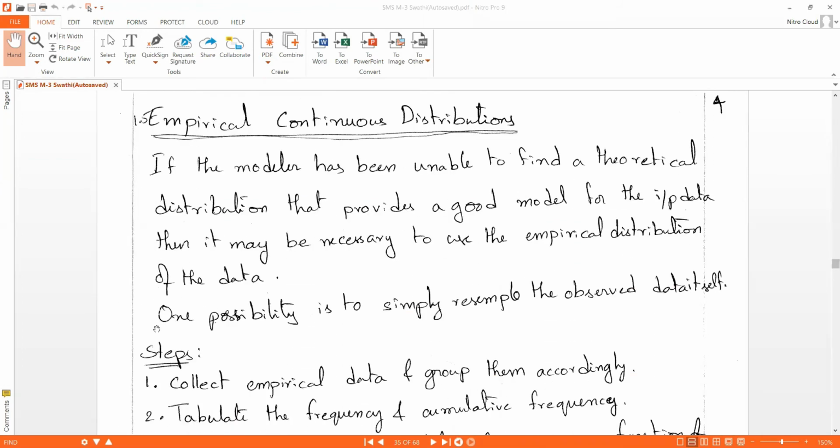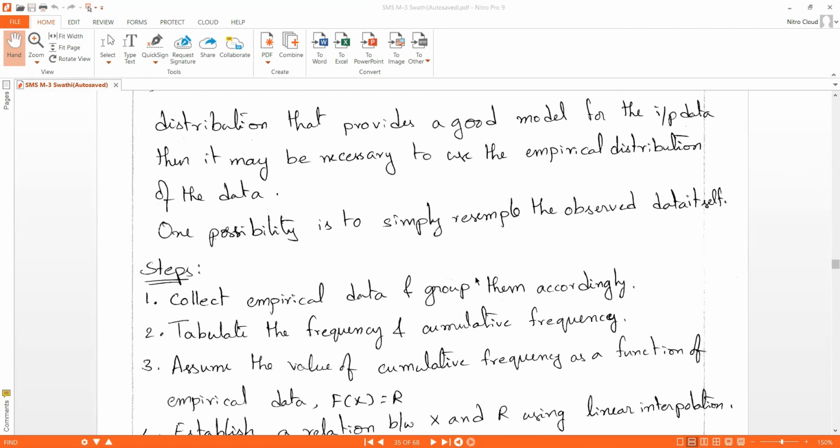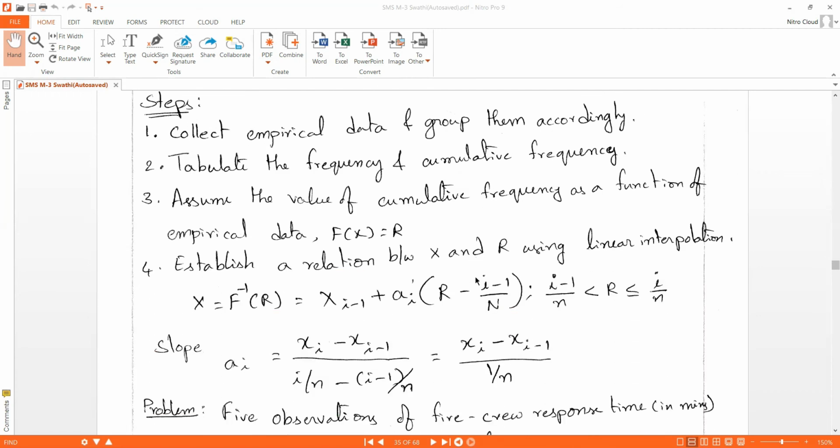Now we'll see empirical distribution. Here, if modular has been unable to find a theoretical distribution that provides a good model for the input data, then it may be necessary to use the empirical distribution of the data. Okay, one possibility is to simply resample the observation data itself. Here we'll do the inverse transform technique.